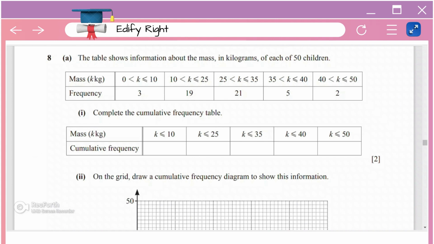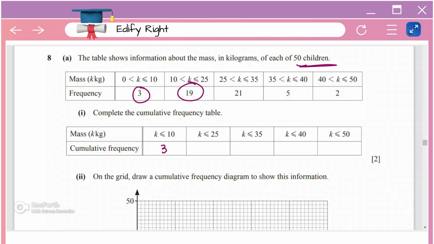The table shows information about the mass in kilograms of each of 50 children. So here we have mass and here we have frequency. The first question is complete the cumulative frequency table. Okay, so all you have to do is just keep adding on the frequencies. So this 3 remains 3.